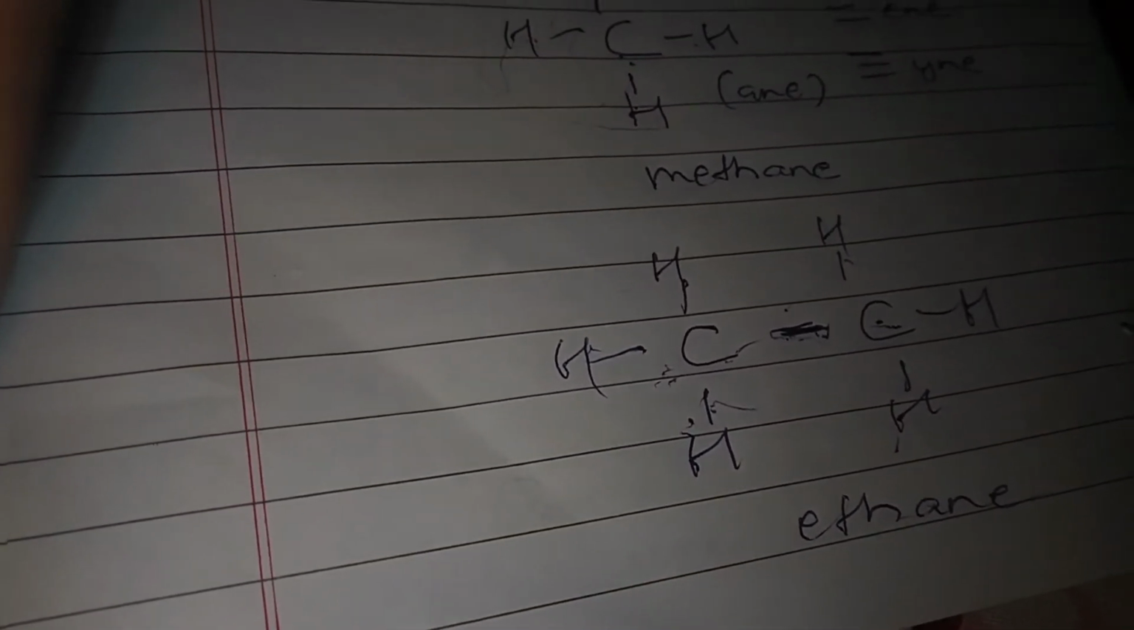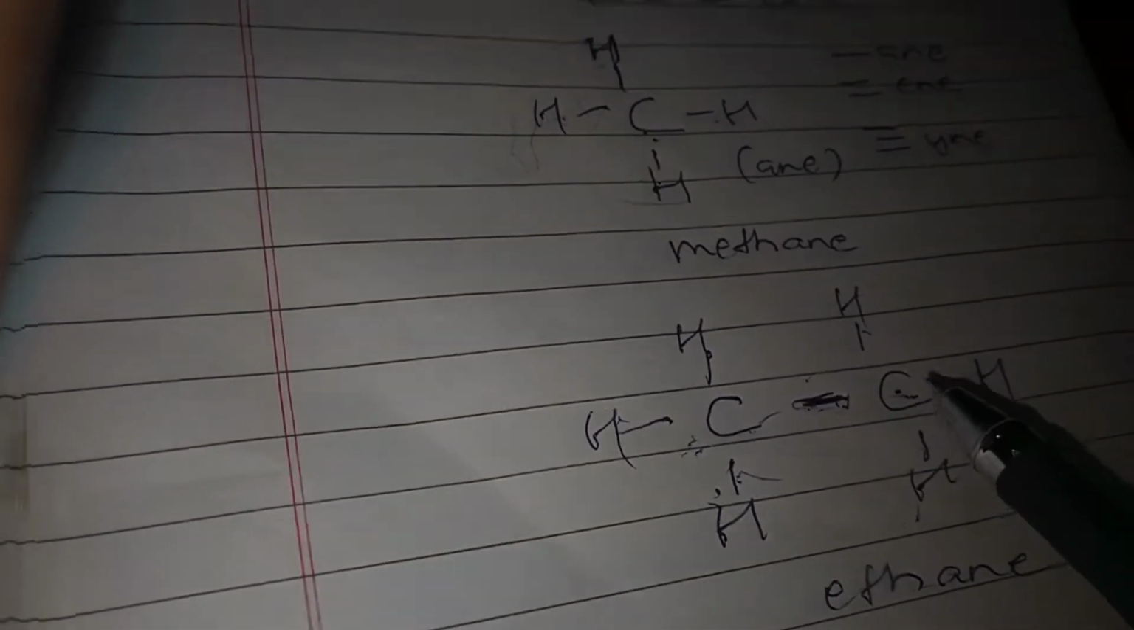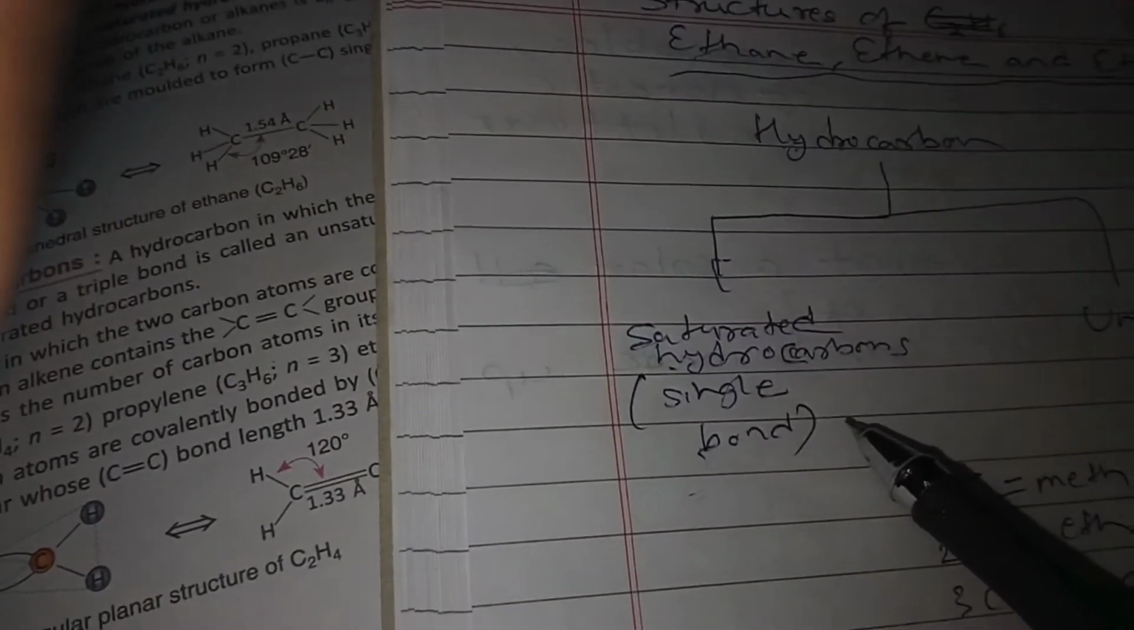So if I tell you, what is the name of this? 2 carbon means eth, and single bond means ane. Now, in which category does this ethane belong, saturated or unsaturated? Can you see here, which bond is present? Single bond means saturated hydrocarbons. So ethane is also an example of saturated hydrocarbons.